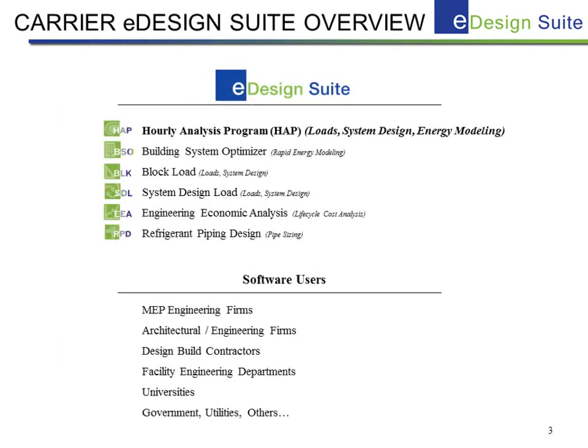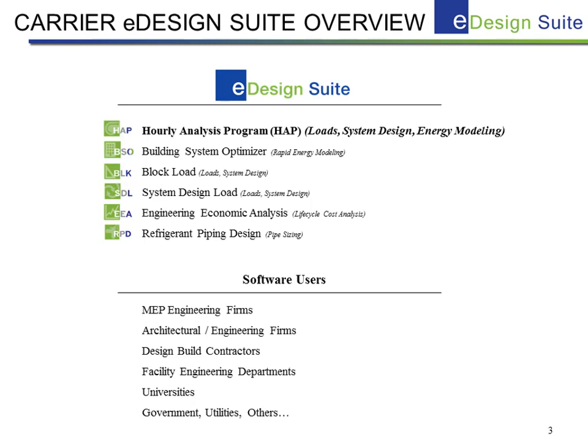Carrier offers a suite of HVAC engineering tools called eDesign. Notice there is a variety of programs for load calculation, equipment sizing, energy modeling, both schematic and detailed, life cycle economics, even refrigerant pipe sizing. HAP is the flagship of the eDesign suite because it does multiple major tasks. We will discuss those in this session.